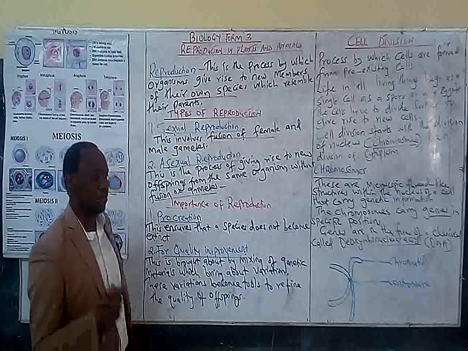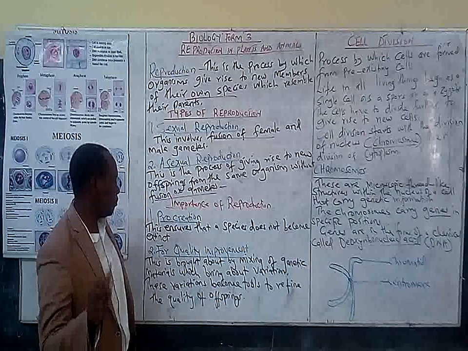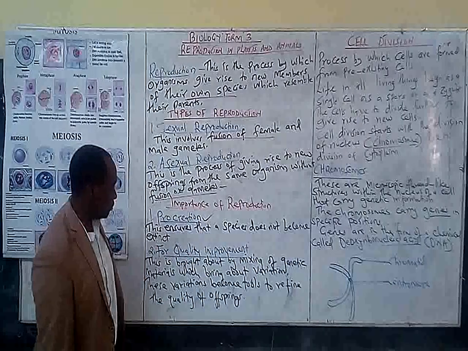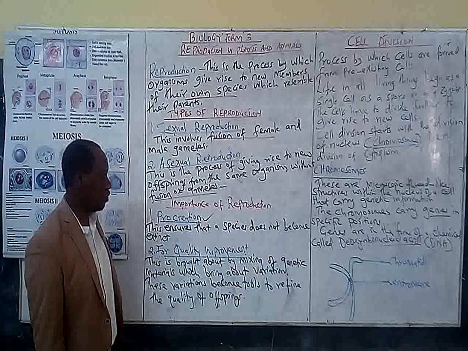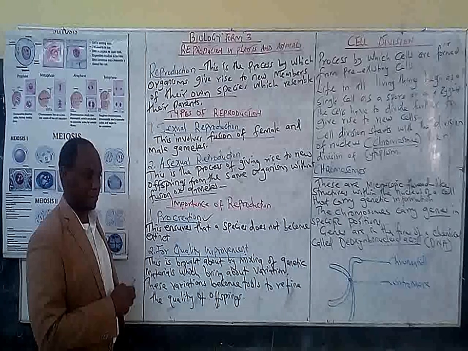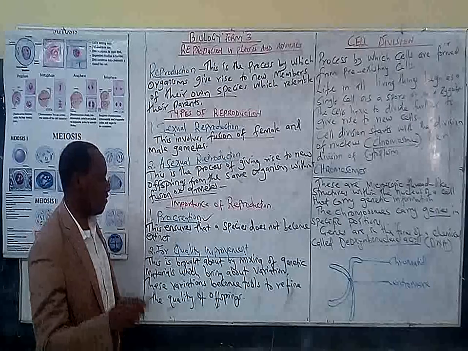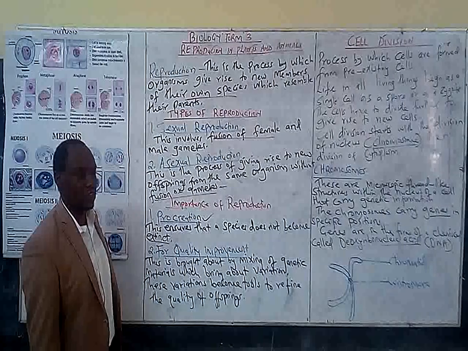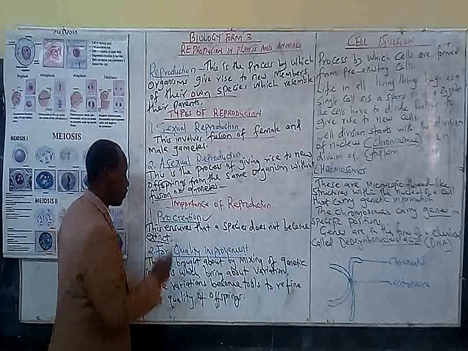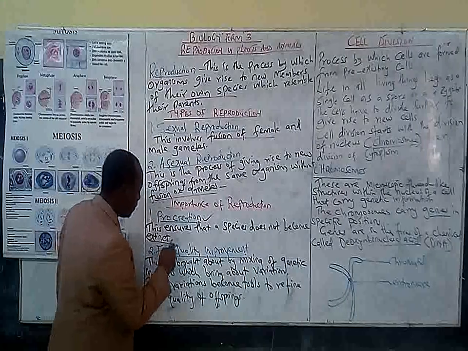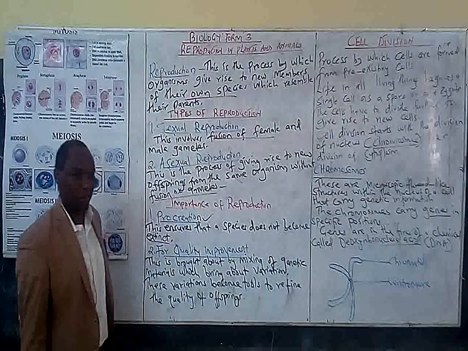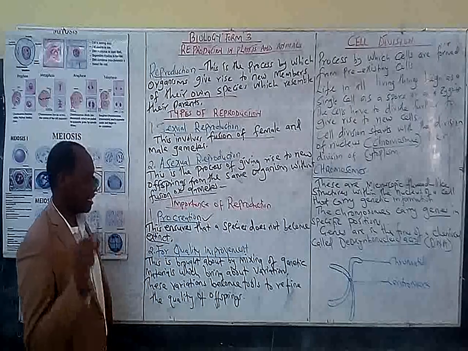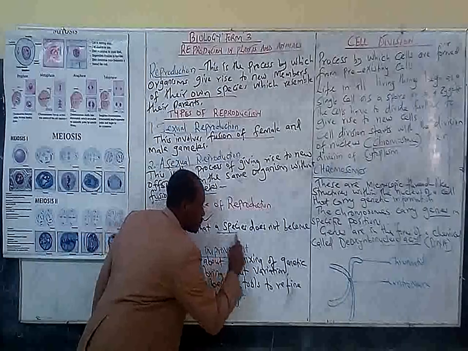So what is the importance of reproduction? Number one, procreation. Procreation is important because it helps organisms to survive and prevent extinction. So when organisms reproduce, it prevents them from becoming what? Extinct. Again, one of the importance is to prevent extinction of a species.